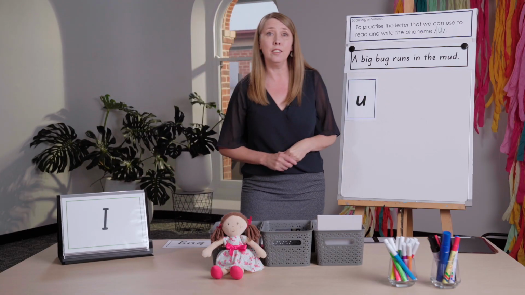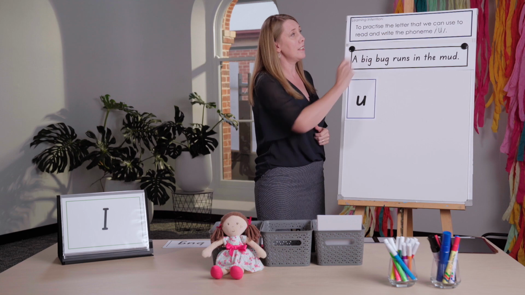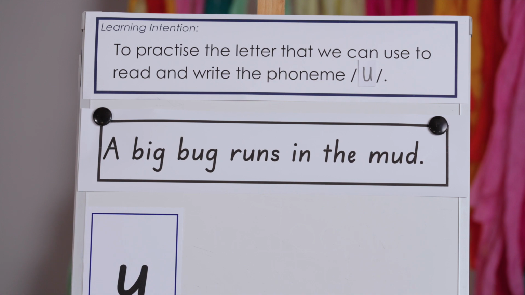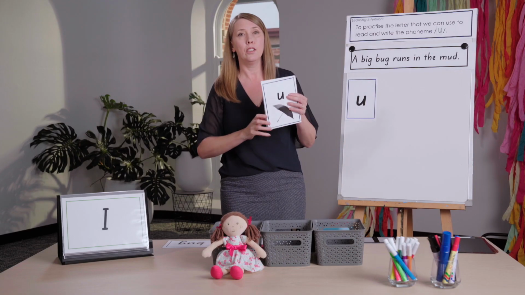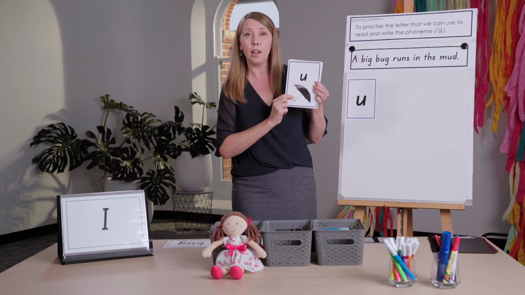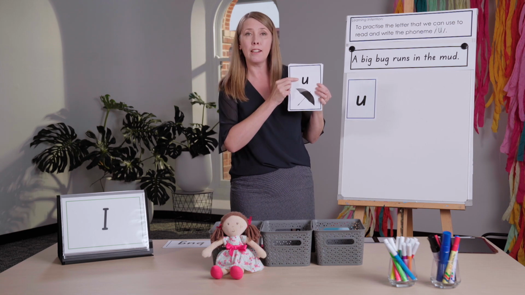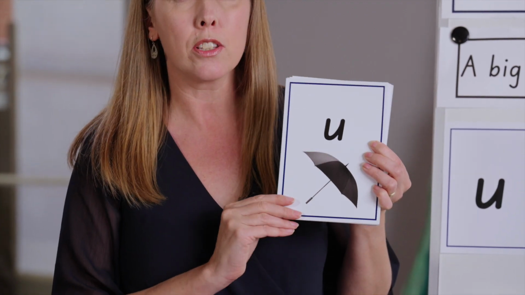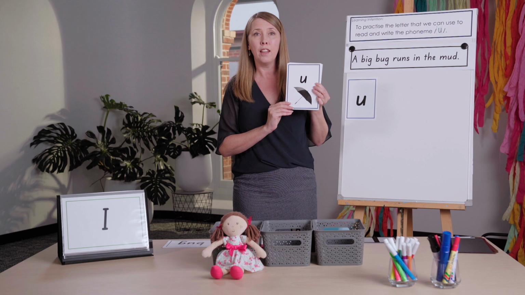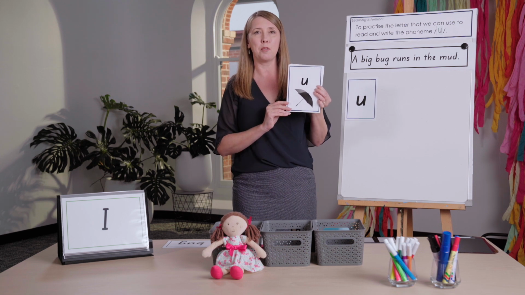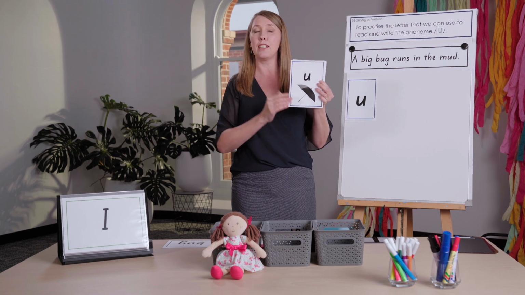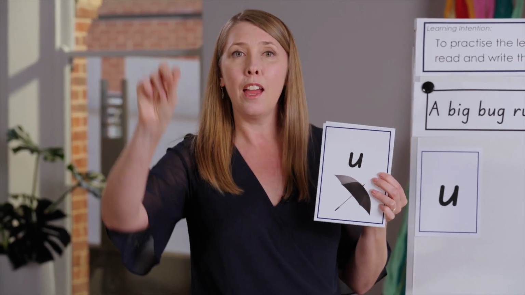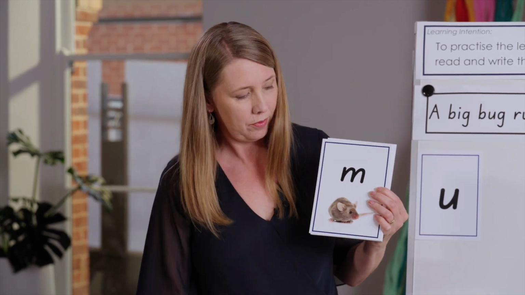In today's lesson, we are going to practice the letter that we can use to read and write the phoneme uh. Do you remember learning about U, umbrella, uh? Remember the letter name is U, the key word is umbrella, and the phoneme is uh. We're going to skywrite U, umbrella, uh, and then we'll skywrite all of the other graphemes that we've been learning. Are you ready? You need to be standing up. Have you got your skywriting fingers ready? Let's go. U, umbrella, uh.